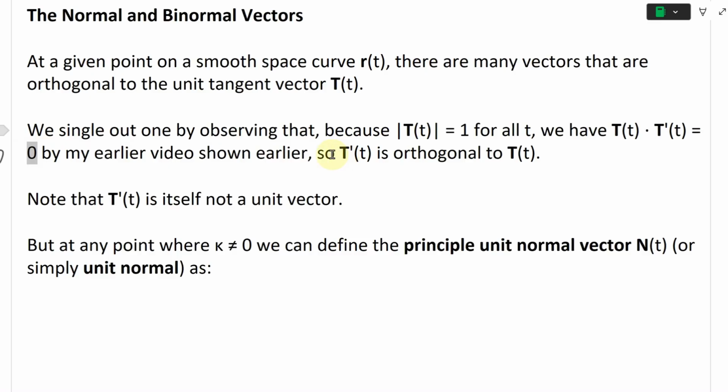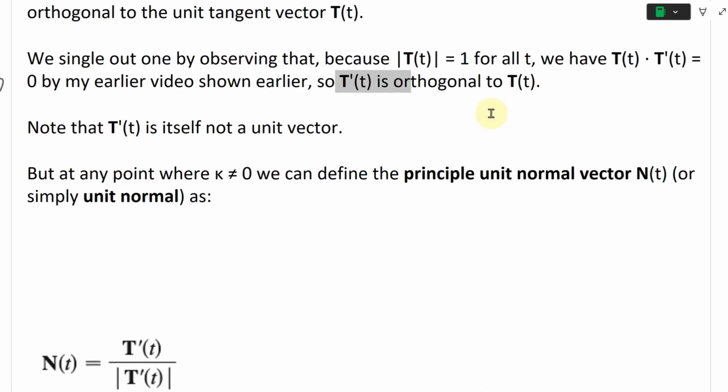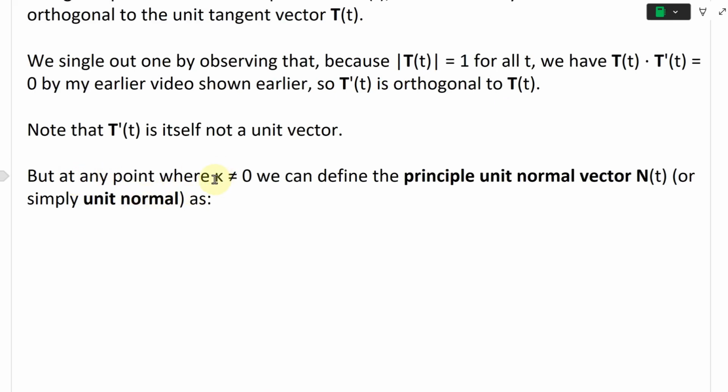So the derivative of the unit tangent vector is orthogonal to the capital T, the unit tangent vector. Note that T prime itself is not a unit vector, so it doesn't have to equal 1. It could be other values, because it's the rate of change of this unit tangent vector. But at any point where the curvature is not equal to 0, we can define the principal unit normal vector as capital N of t, or simply the unit normal. Because this is not a unit vector by itself, we'll instead get a unit vector out of it.